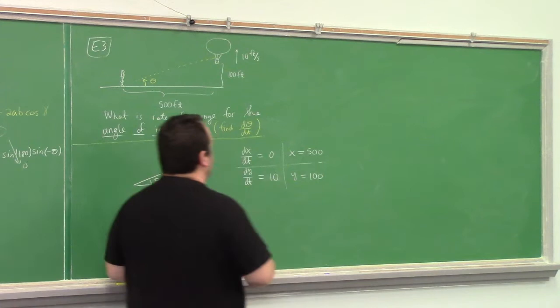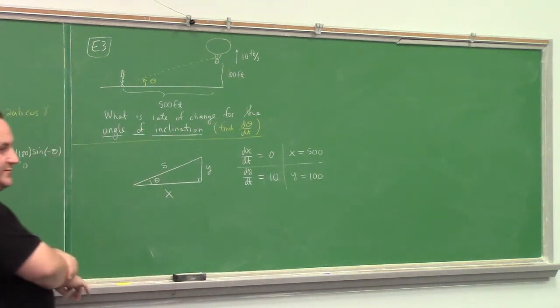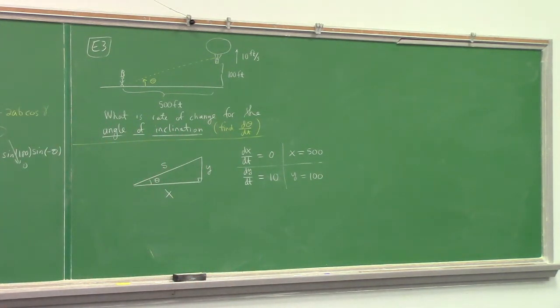But we need a relation between x, y, and theta. What is that relation? From trigonometry. Cosine? That's going to involve S. We don't really care about S. We know X, we know Y, we're interested in theta. How are these related? You need the trigonometric function that involves opposite and adjacent.